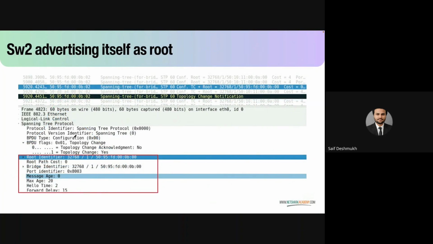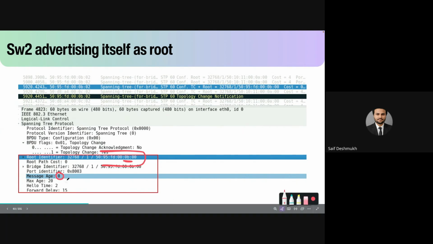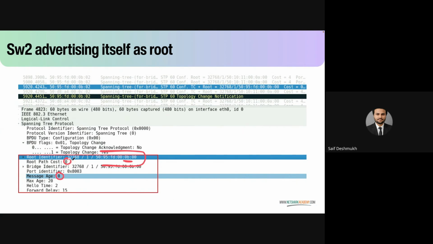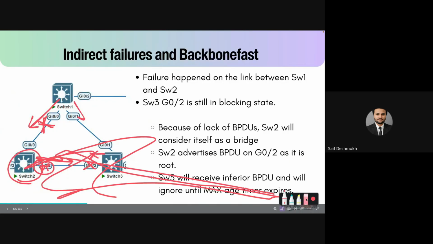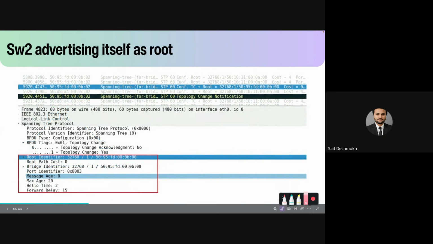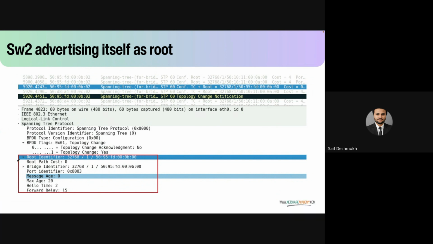This is the switch B. Look at this switch number 2. It's saying, hey, I am the root bridge. Look at this cost. Cost is 0. Look at this root ID.